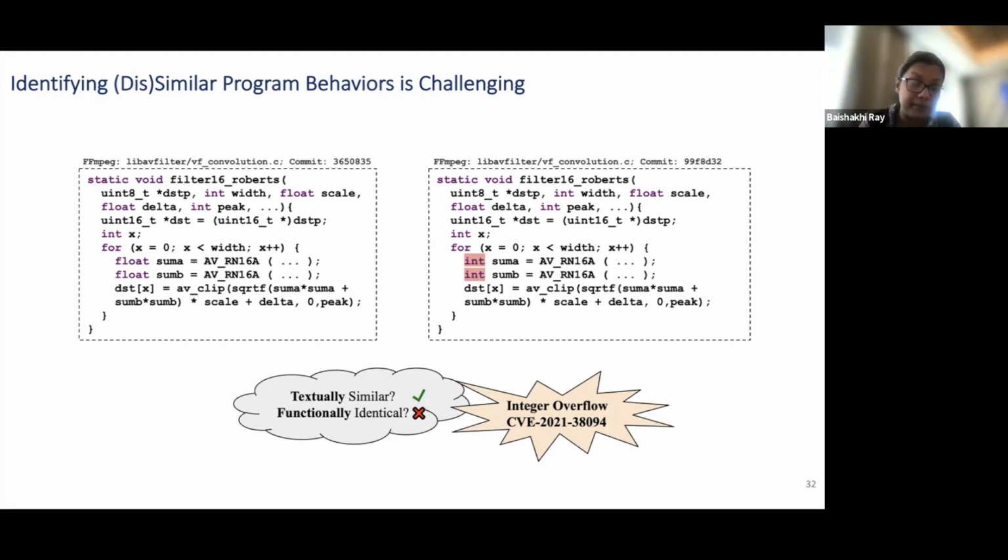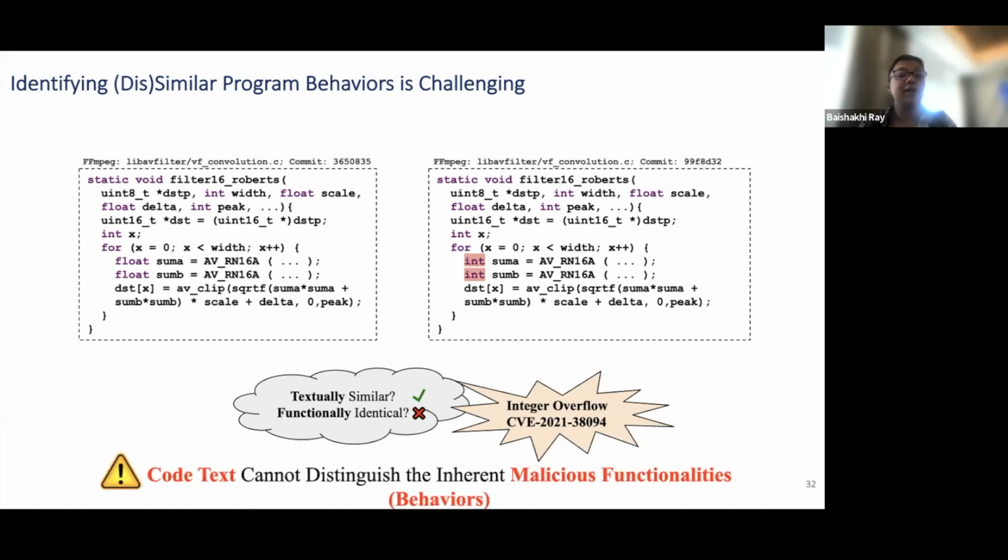A textual-based model would say that these two are very similar code, and if it classifies the left-hand side as benign code, which is correct, it will also classify the right-hand side code as benign, which is incorrect. It is actually vulnerable code. So code text cannot distinguish the inherent malicious functionalities here.